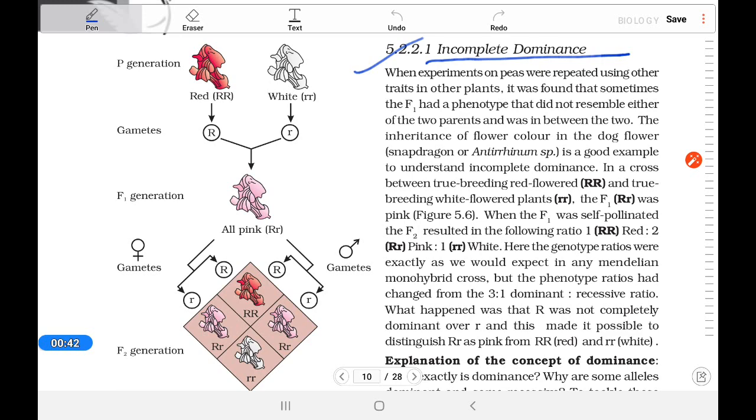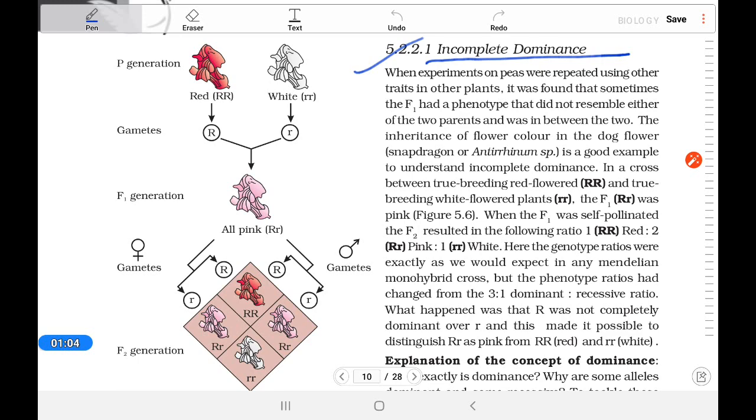So it is not available in every plant. Here, examples we have are the dog flower, Antirrhinum majus, snapdragon, and Mirabilis jalapa. All these plants show it.